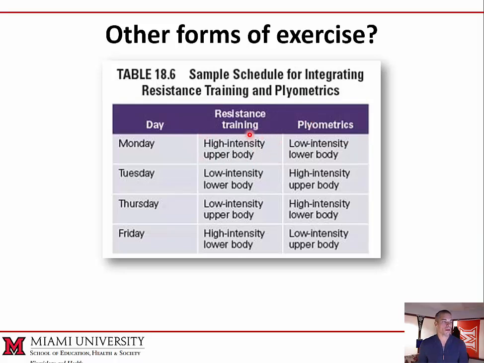So for example, on Monday, you may have the athlete perform high intensity upper body resistance exercise training, and then lower body low intensity plyometrics. And then if we trade off on Tuesday, performing low intensity lower body resistance training with higher intensity upper body plyometrics, and you see here as we go throughout the week, essentially just trading off intensity of resistance as well as plyometric training, and also alternating upper versus lower body exercises, trying not to overstress the same muscles within this athlete.